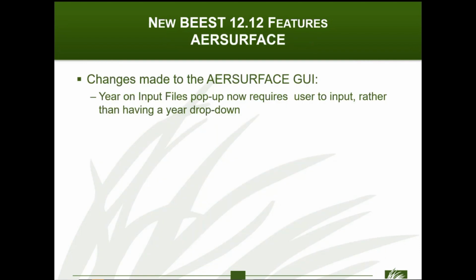So moving on to other parts of Beast, there were changes made to the air surface GUI. And so now the year on the input files pop-up requires you to input that year rather than there being a drop down. And this is therefore future growth, you might say.